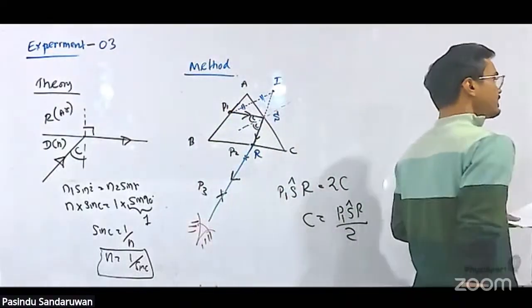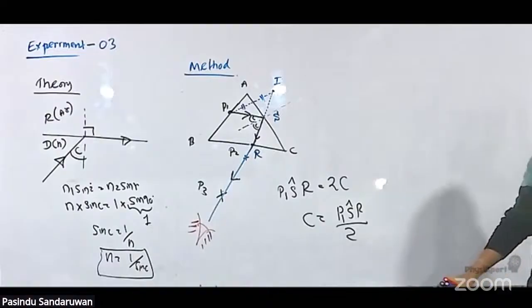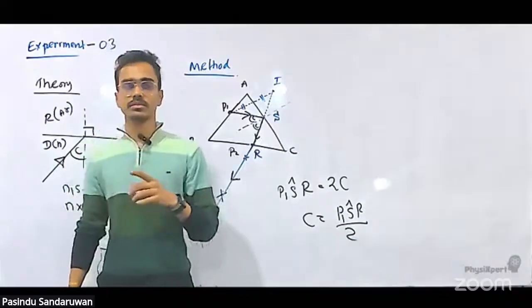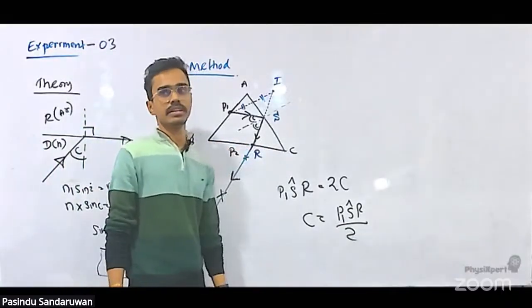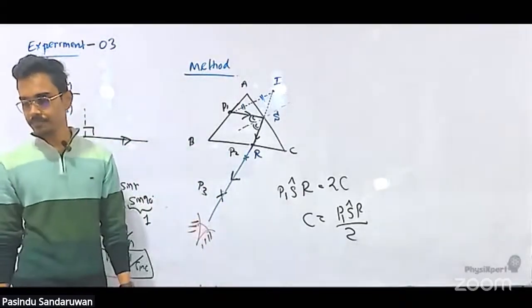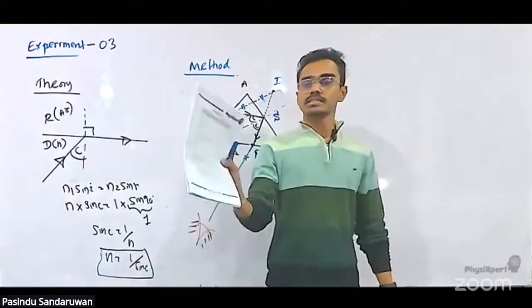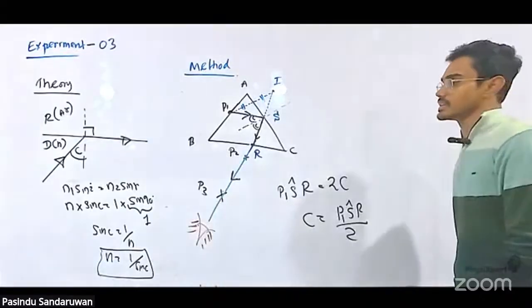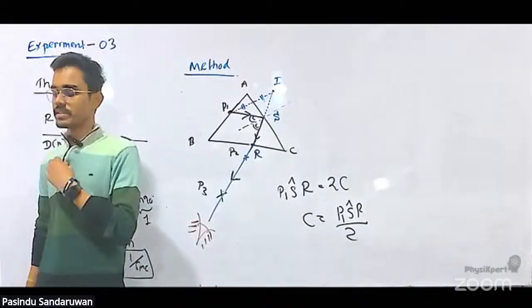Next point. Identify the critical point when the image of P1 suddenly disappears.